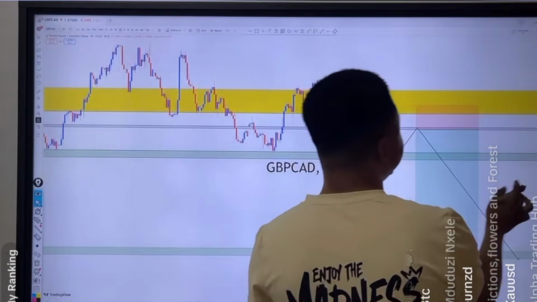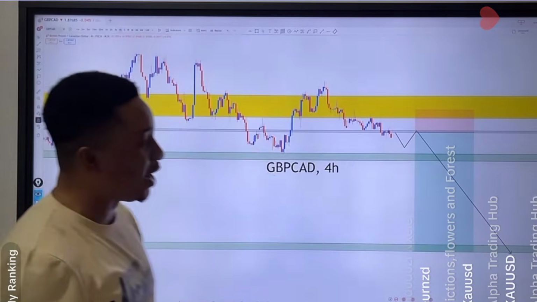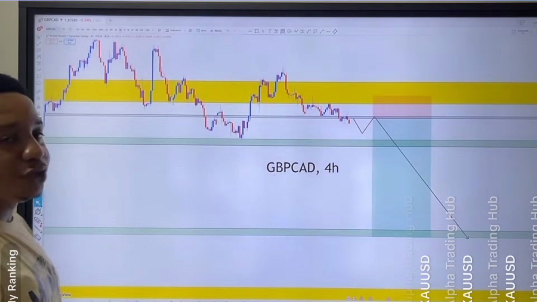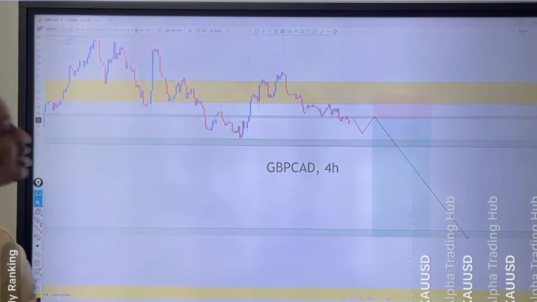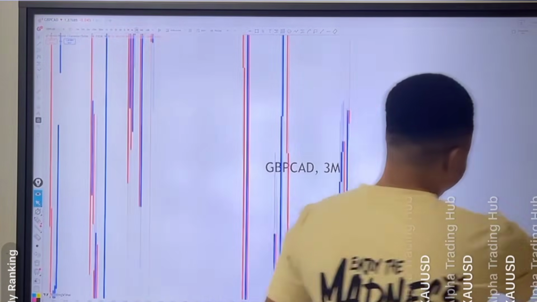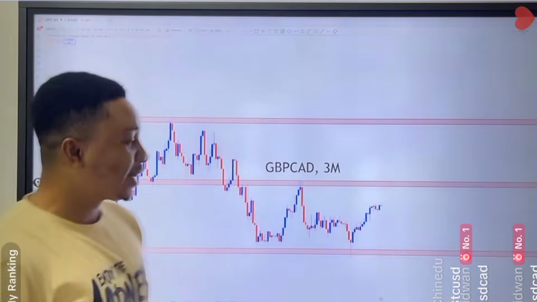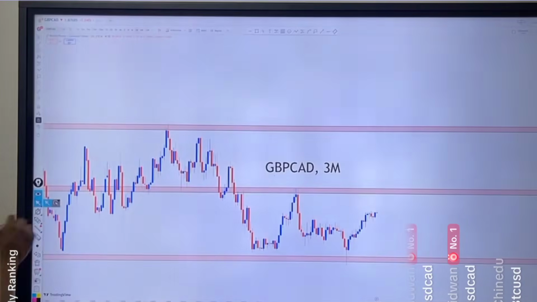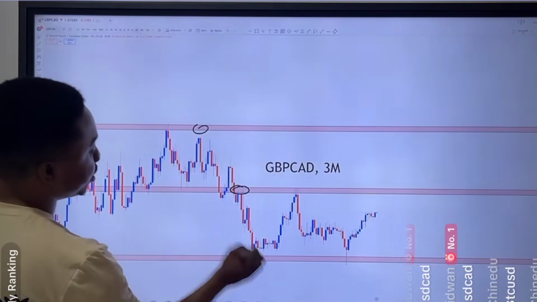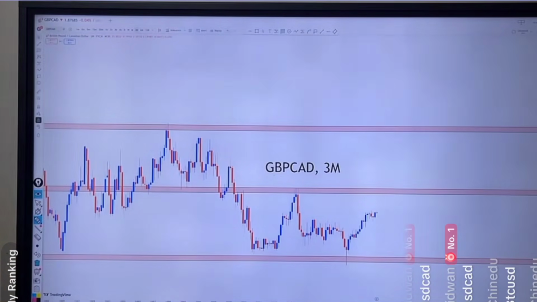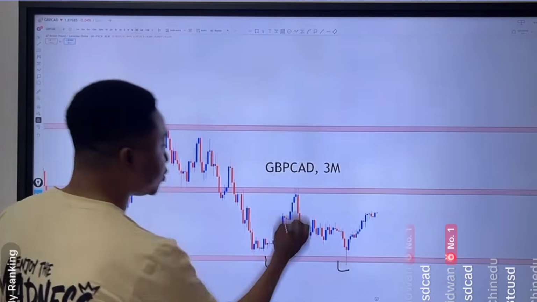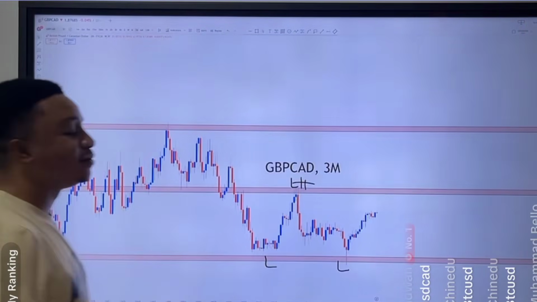This is GBP CAD, and we are preparing for a selling opportunity. Why do we want to sell? Let's take it to the 3 months and start with the breakdown. Now on the 3 months time frame of GBP CAD, we have the upper zone, the middle zone, and then the lower zone. This is equal lows and lower high.